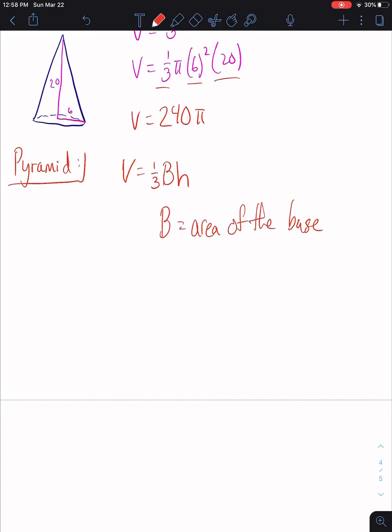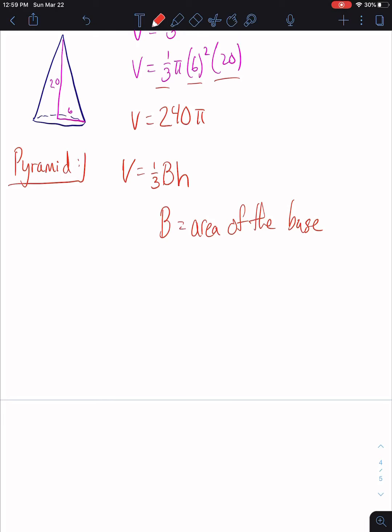And we can see a variety of bases. We're going to see triangular pyramids where the base is a triangle. We're going to see square pyramids where the base is a square. You could see a rectangular pyramid where the base is a rectangle. You could see really just pretty much any shape as the base of a pyramid.